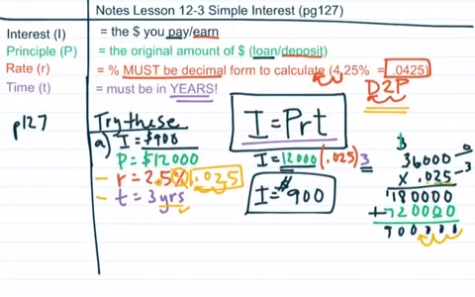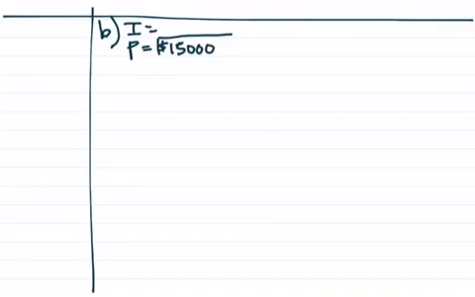Okay, I'm going to go ahead and move on to the next screen for example 2. Okay, example B is just like the previous example. We're still looking for simple interest. This time we are told that the principal is $15,000, so that's the original amount that is being borrowed. The R, which is the rate, is 4%. And T, time, is 6 months.